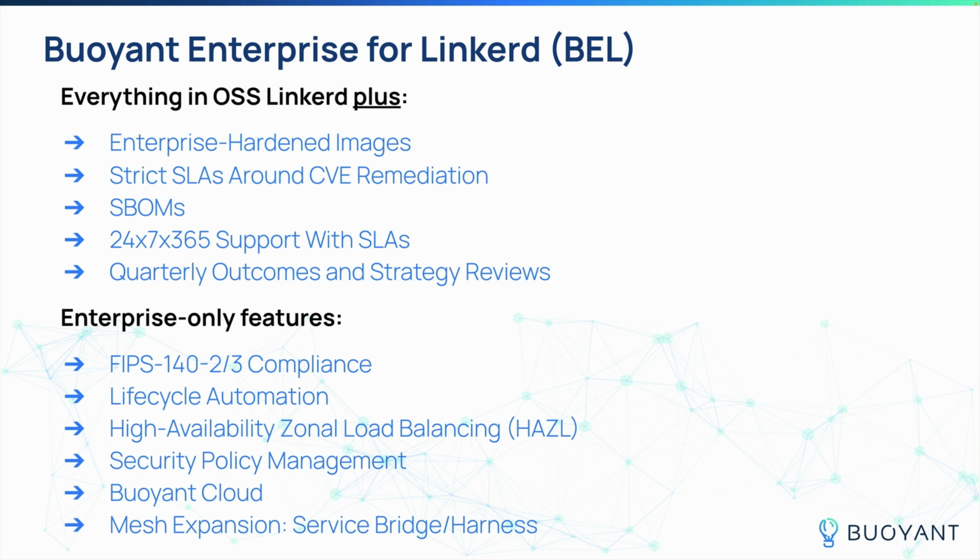BEL contains enterprise-only features such as FIPS compliance, lifecycle automation with fully automated installs, upgrades, and rollbacks, high availability zonal load balancing, which can dramatically reduce cloud spend in multi-zone environments by optimizing routing to avoid cross-AZ charges, security policy management, which helps generate zero trust security policies from existing application traffic, Buoyant Cloud, which gives you Linkerd monitoring, alerting, and management, and mesh expansion, which allows you to connect non-Kubernetes Linux applications to the mesh.